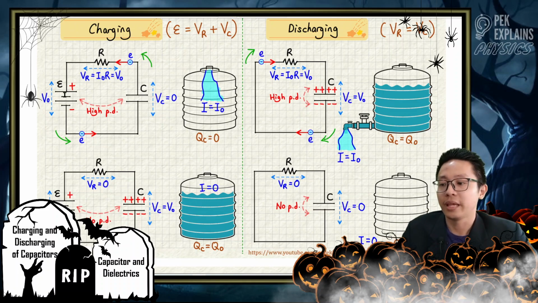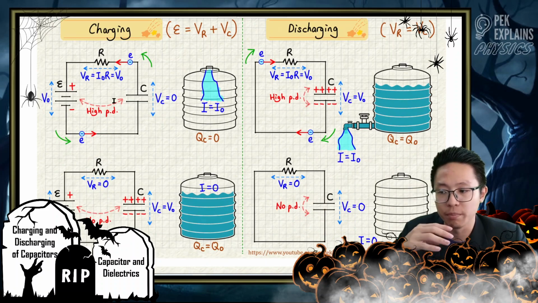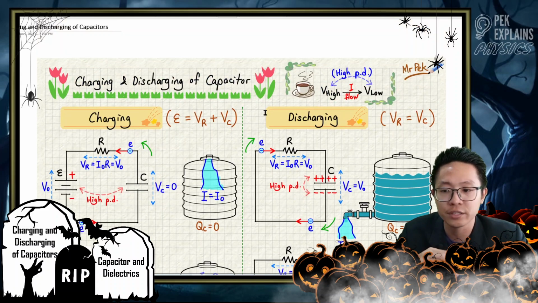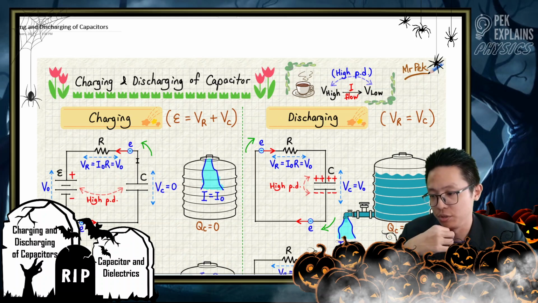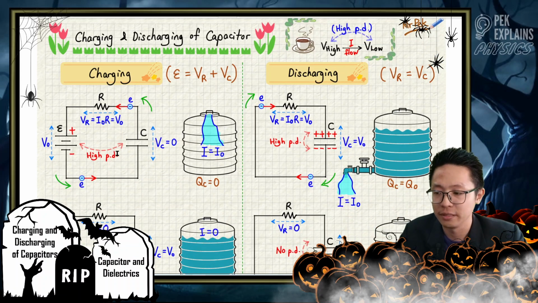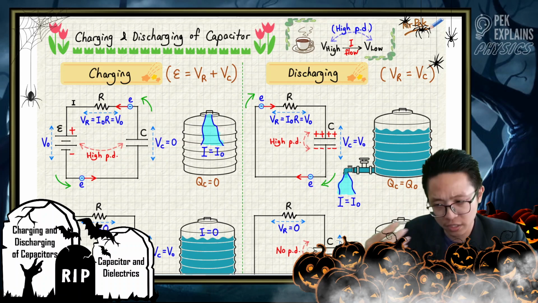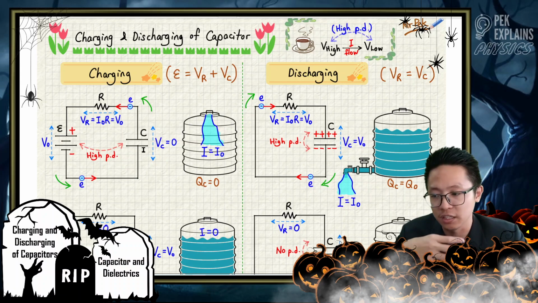Initially there is a very high potential difference between the battery and the capacitor, because the capacitor has 0 voltage and the battery has the maximum voltage. So initially there is maximum current, because of the big potential difference. Current likes to flow from high potential to low potential. That means a lot of electrons are being pulled out from the positive plate and gathered at the negative plate.